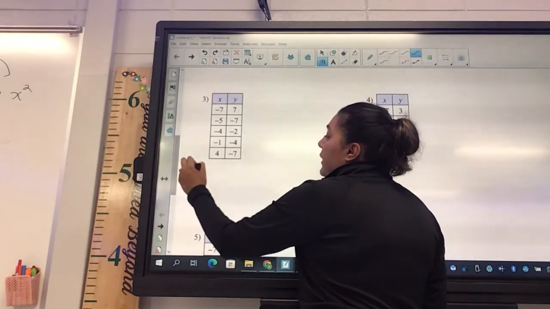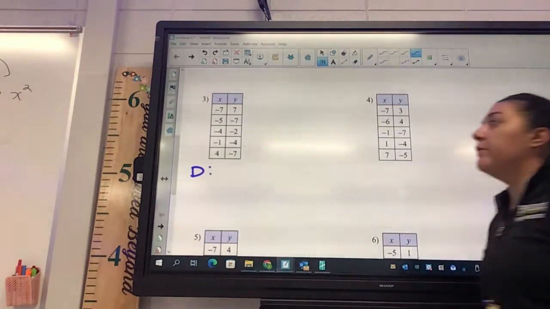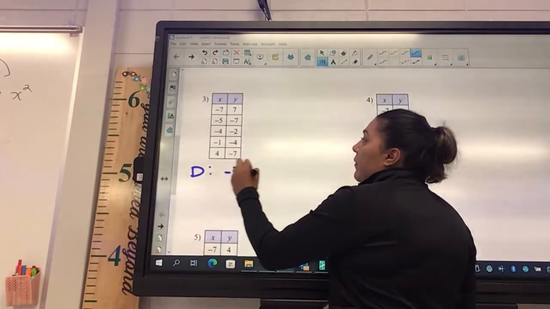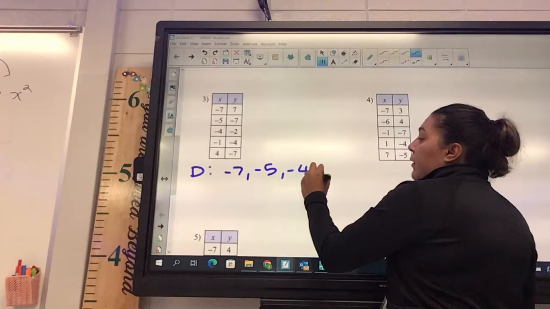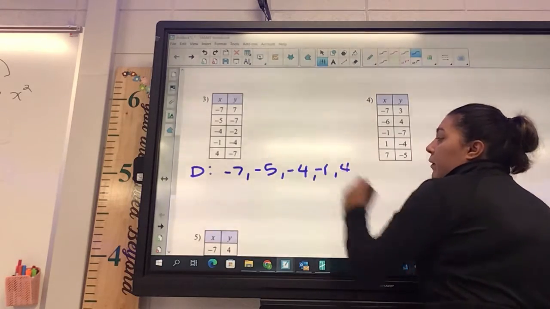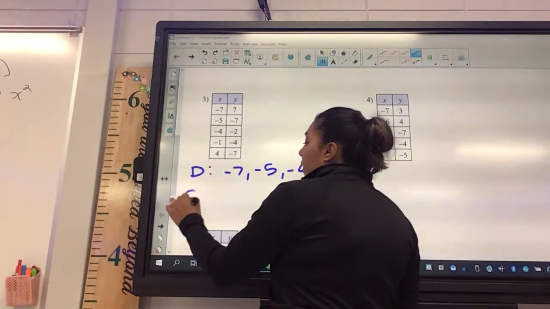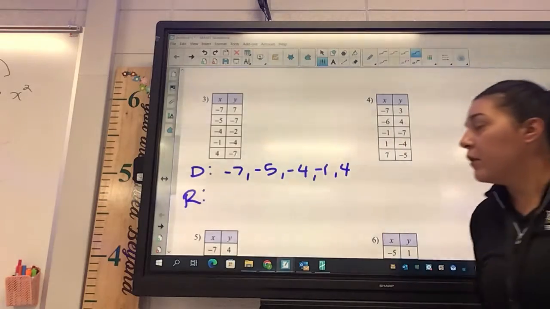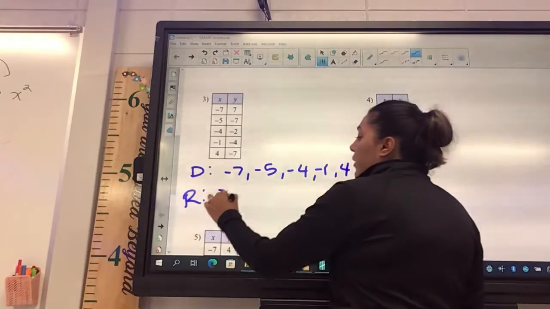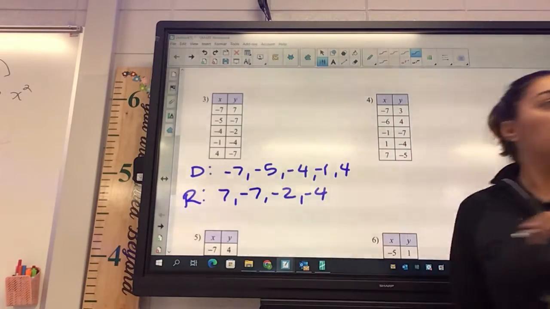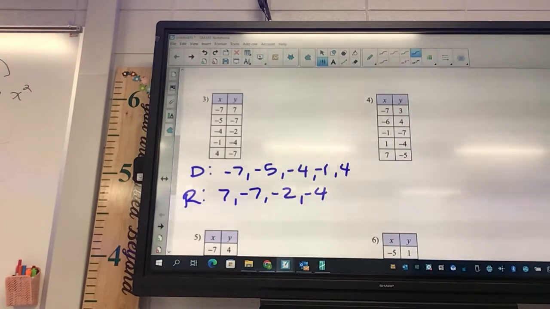Okay, so we look at this. What's the domain for 3? -7, -5, -4, -1 and 4. And for the range? Miss Wright, what's the range? Good. Okay, make sure you don't write that -7 down twice.